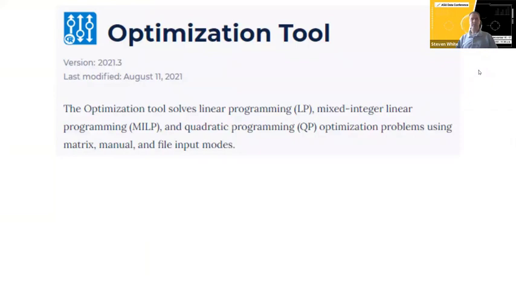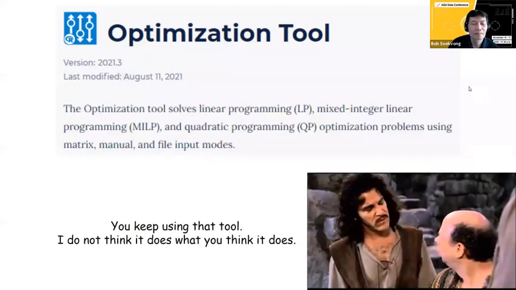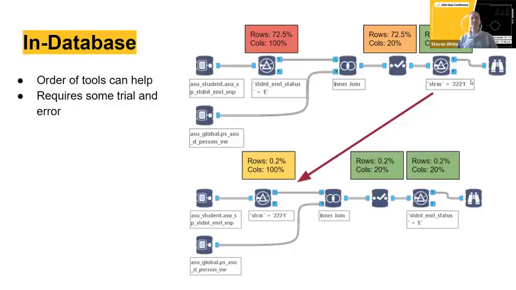When I was preparing for this, I searched to see if there was any additional information on optimization, and I found there's an optimization tool. Great. Maybe we can just drag this tool into the workflow and it will optimize everything for us. For anyone who's tried using the optimization tool that's built in, unfortunately, I have to tell you, I don't think this tool does what you think it does. So it's not that easy.